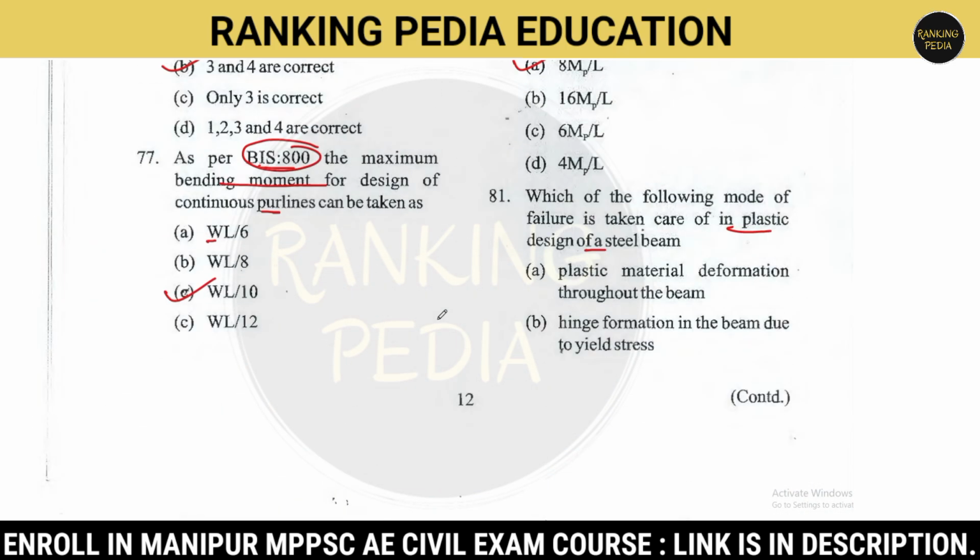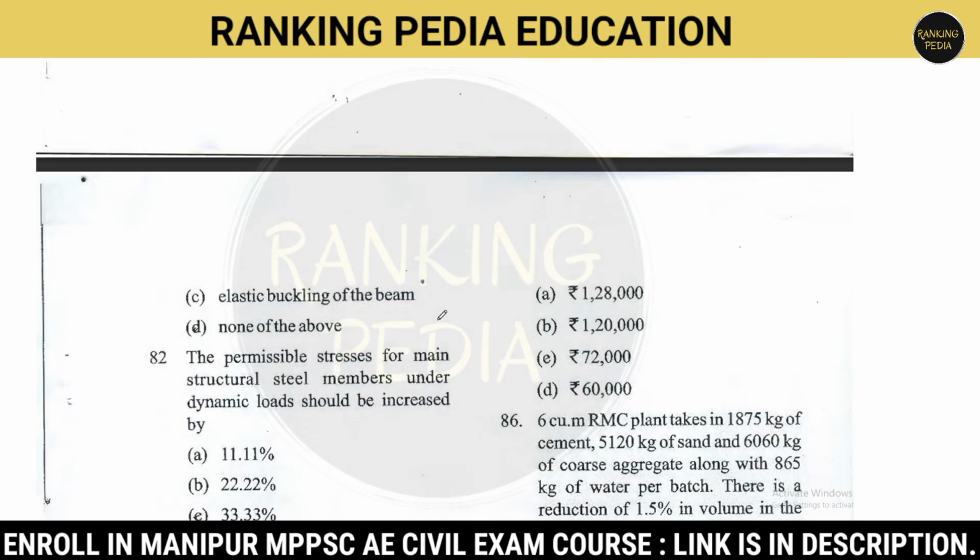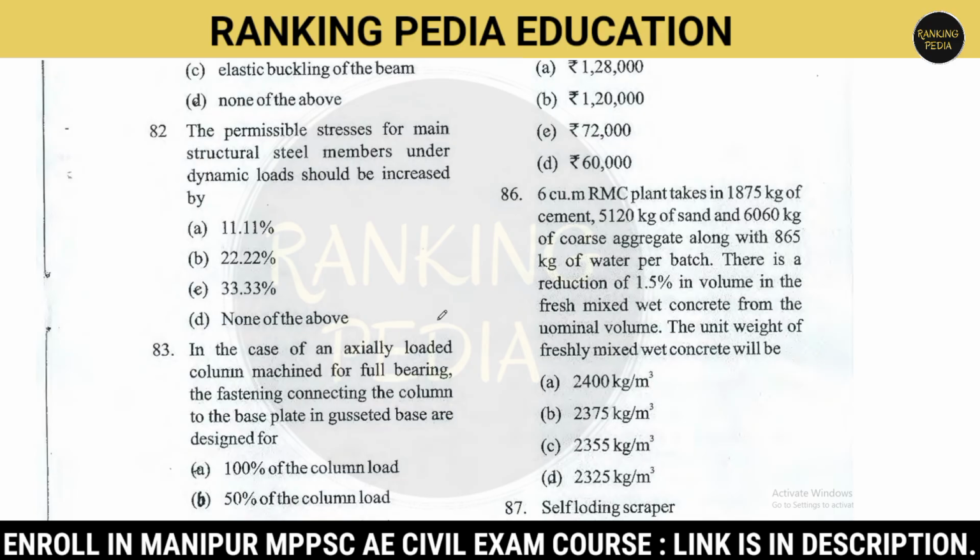So which of the following modes of failure is taken care of in plastic design of steel beam? For plastic design of steel beam, the mechanism of failure is plastic hinge formation. So these are the important concepts. Which of the following options is correct? That is your hinge formation in the beam due to yield stress. Option B is correct.